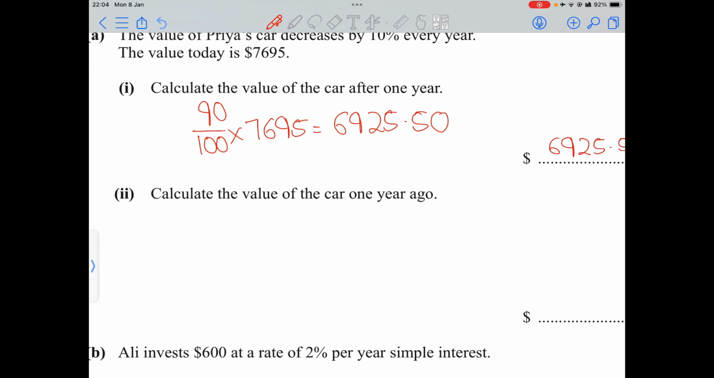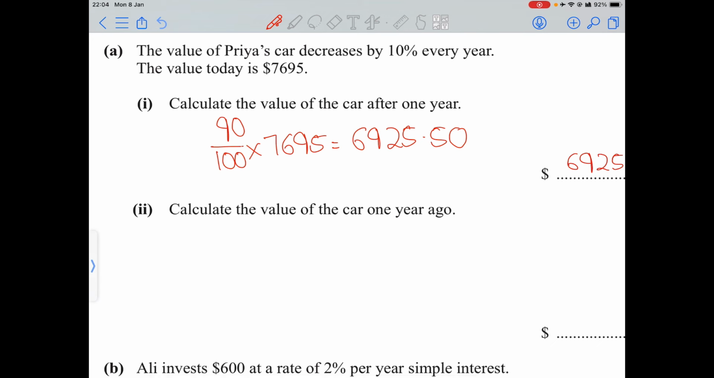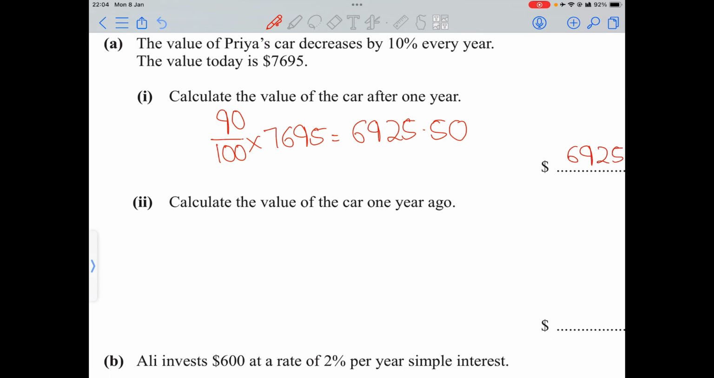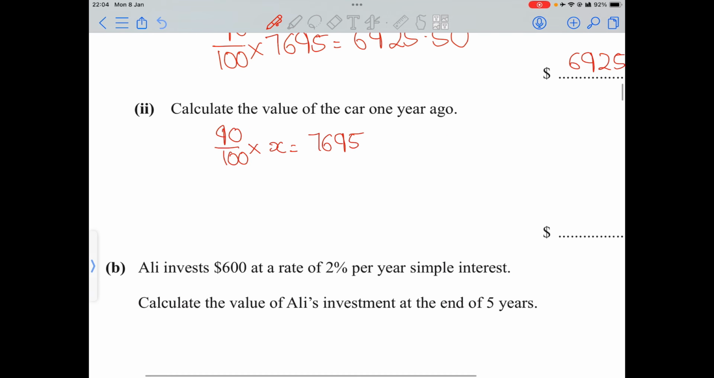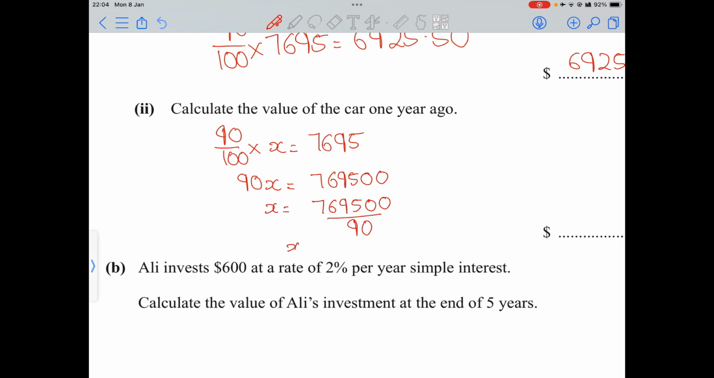Now calculate the value of this car 1 year ago. Whatever the value of that car was, 90% of that value is 7695. So we can say that 90% of our x value that we are trying to find is 7695. So 90x is equal to 769,500, and x is equal to 769,500 divided by 90, which is 8550.